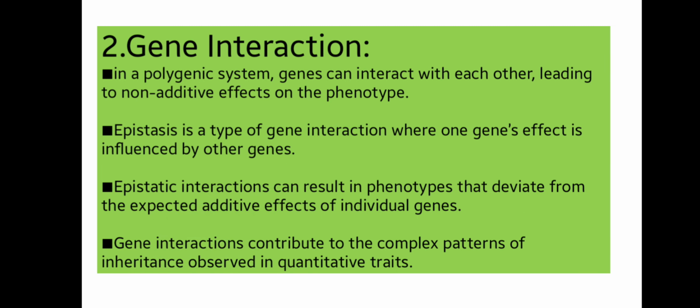Lastly is gene interaction. In a polygenic system, genes can interact with each other, leading to non-additive effects on the phenotype. Epistasis is a type of gene interaction where one gene's effect is influenced by other genes. Epistatic interactions can result in phenotypes that deviate from the expected additive effects of individual genes. Gene interaction also contributes to the complex patterns of inheritance observed in quantitative traits.